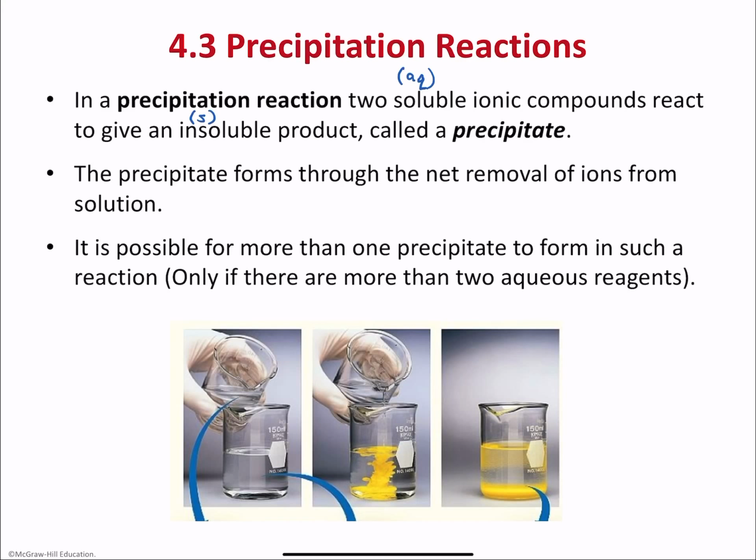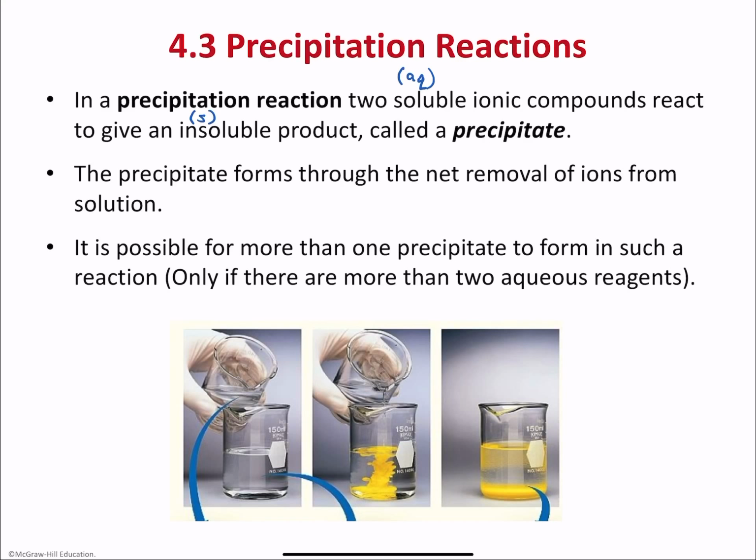So it says here the precipitate forms through the net removal of ions from the solution, and we can even get more than one precipitate if we have three or more aqueous solutions that were reacting together.